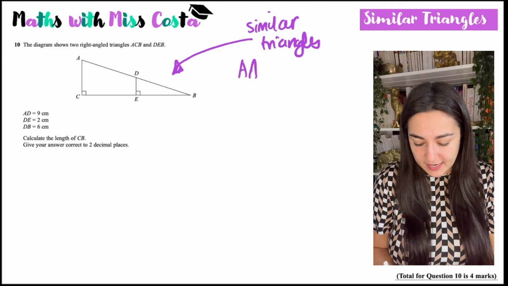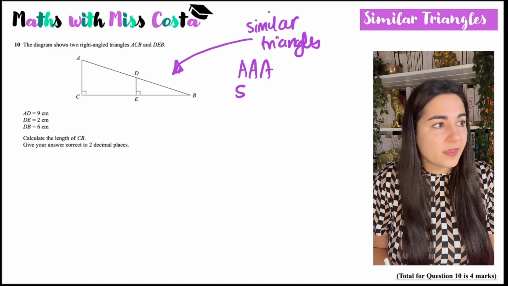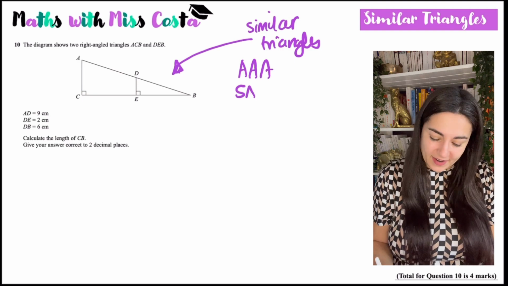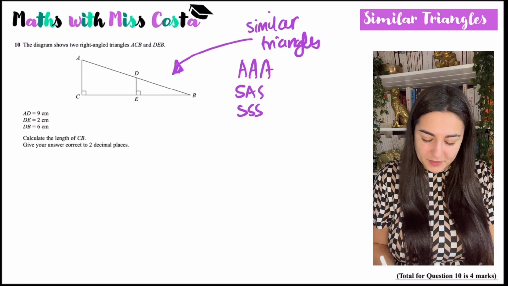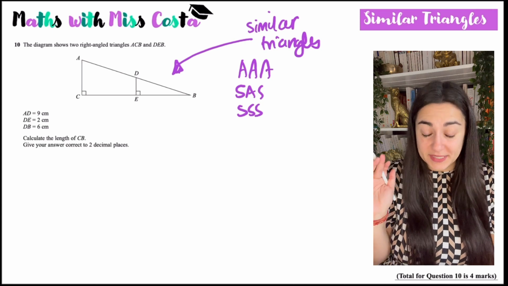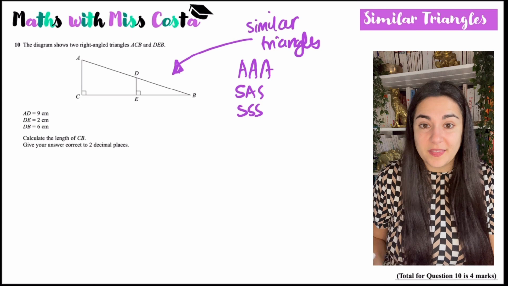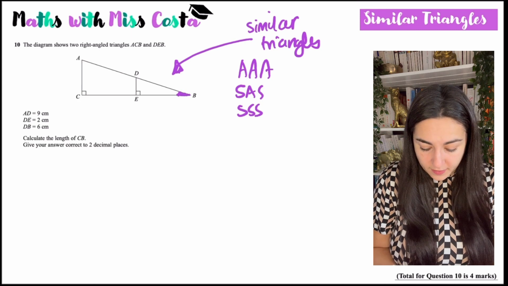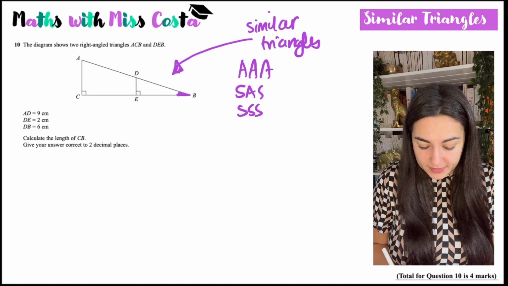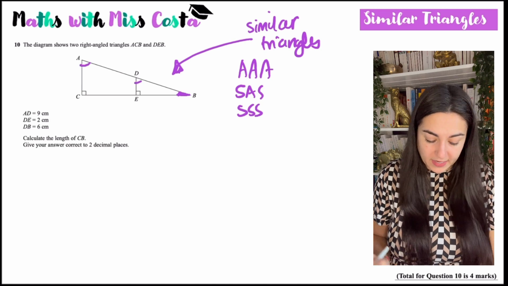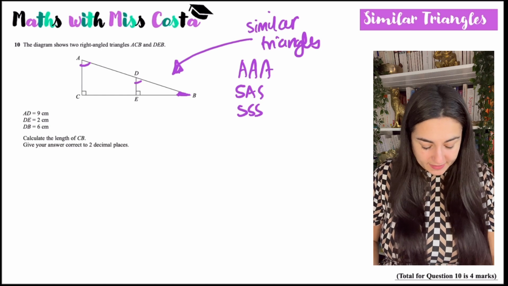So either AAA, SAS, so side angle side, or SSS, but we don't need to worry about that. If you are more interested or you need a recap, watch the video on similar triangles. But for now, we know that these are similar triangles because they've both got a right angle and they both have this angle inside here. And obviously this angle will also be corresponding. So we're dealing with similar triangles.